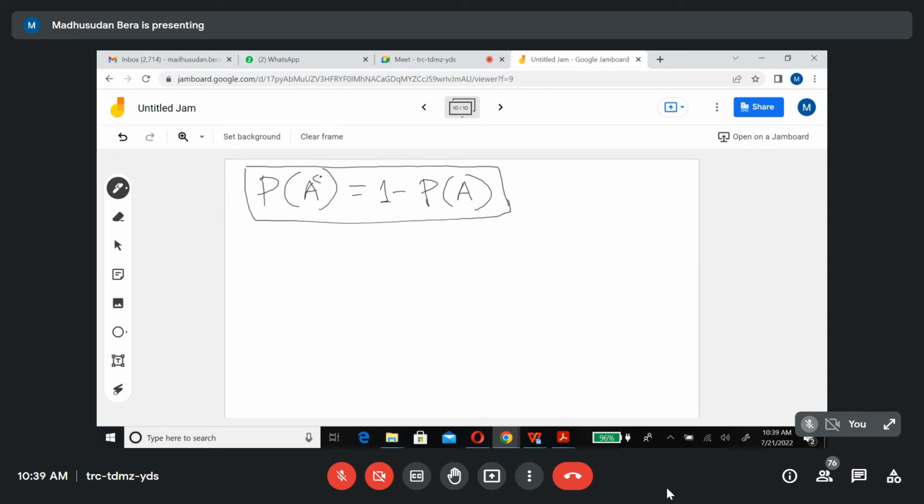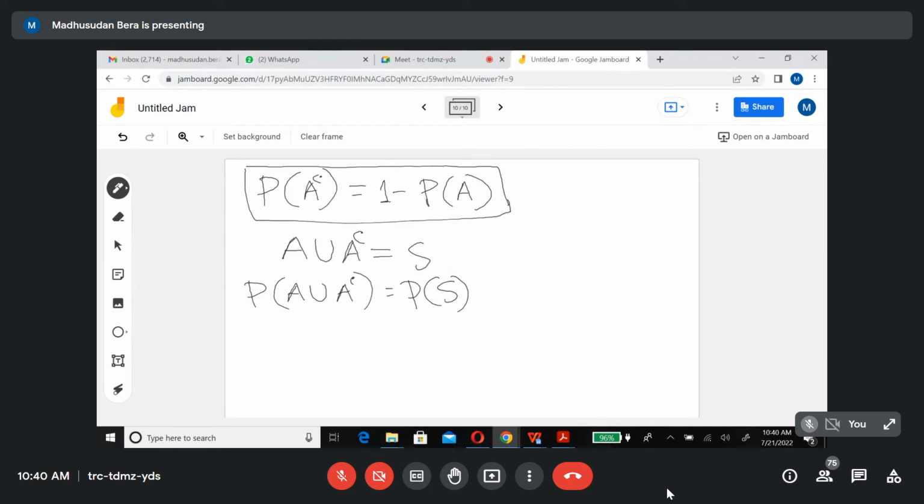So not by classical definition, so we have to use the axiomatic definition. See, we are starting this way. What is A union A complement? It is S, the sample space. Then we take probability on both sides: probability of A union A complement is probability of S.